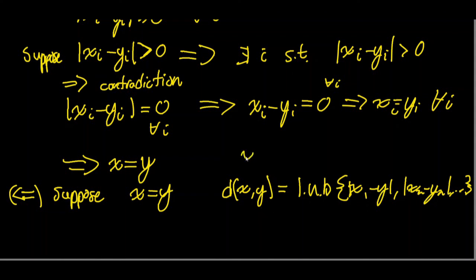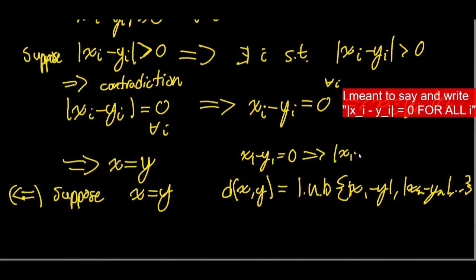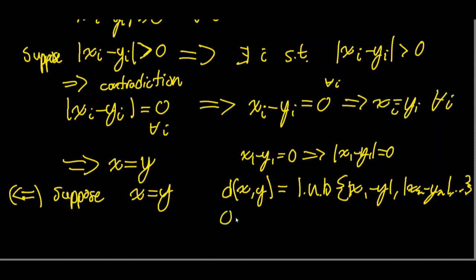So that means x1 minus y1 is equal to 0, which implies that the absolute value of x1 minus y1 is equal to 0. So all of these elements are equal to 0. So therefore, we can say that 0 is an upper bound of this set right here, |x1 - y1|, |x2 - y2|, and so on. But we need to prove that 0 is the least upper bound.